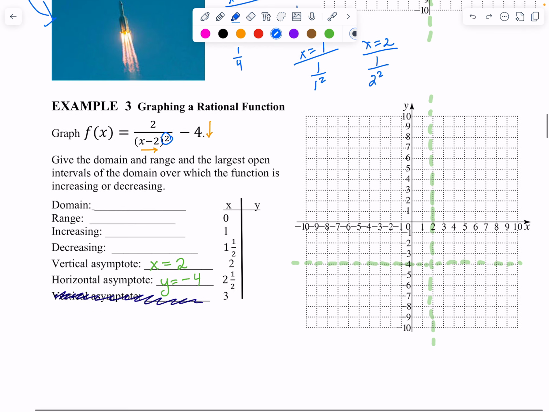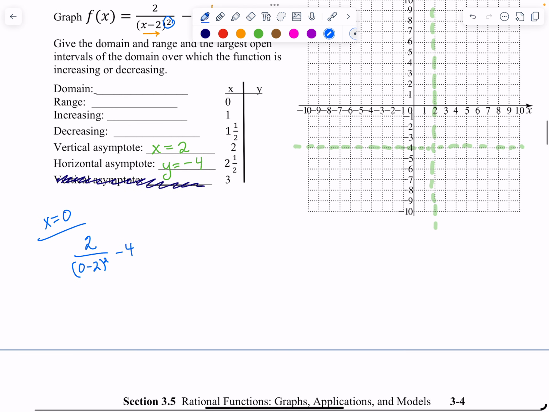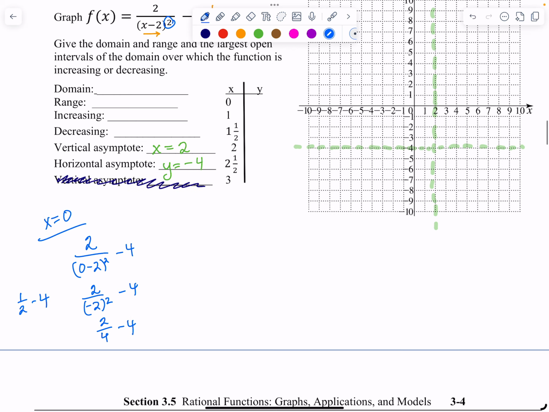So let's plug in x equals 0. So I'm going to have 2 over 0 minus 2 squared, minus 4. So that's 2 over -2 squared, minus 4. 2 over 4, minus 4. So that's a half minus 4. So if I had 4 pizzas and I eat a half, that's going to give me, what, 3.5 left?